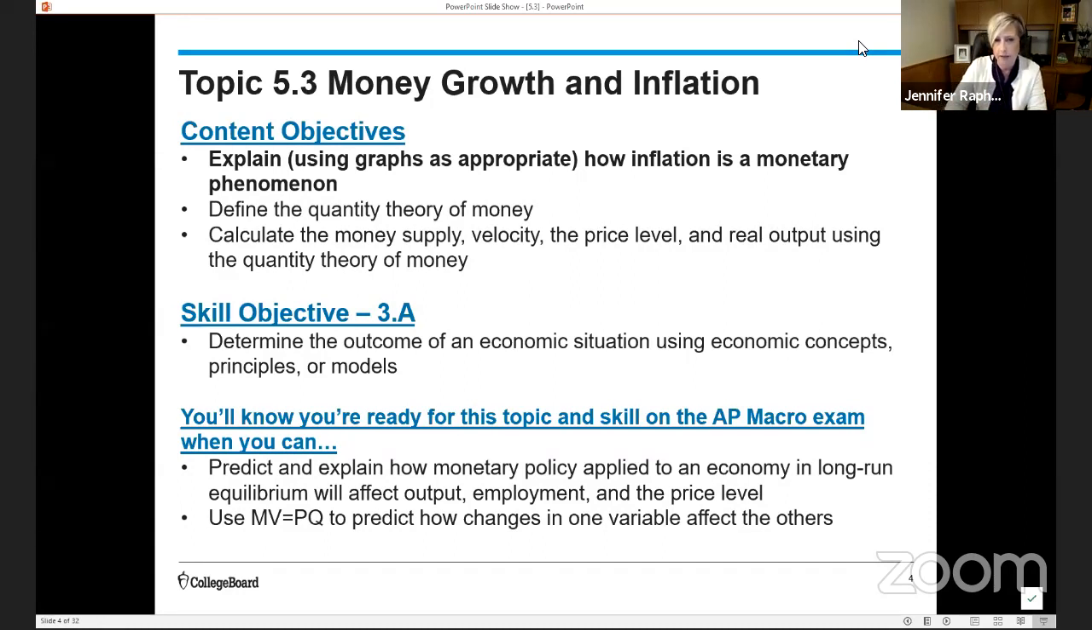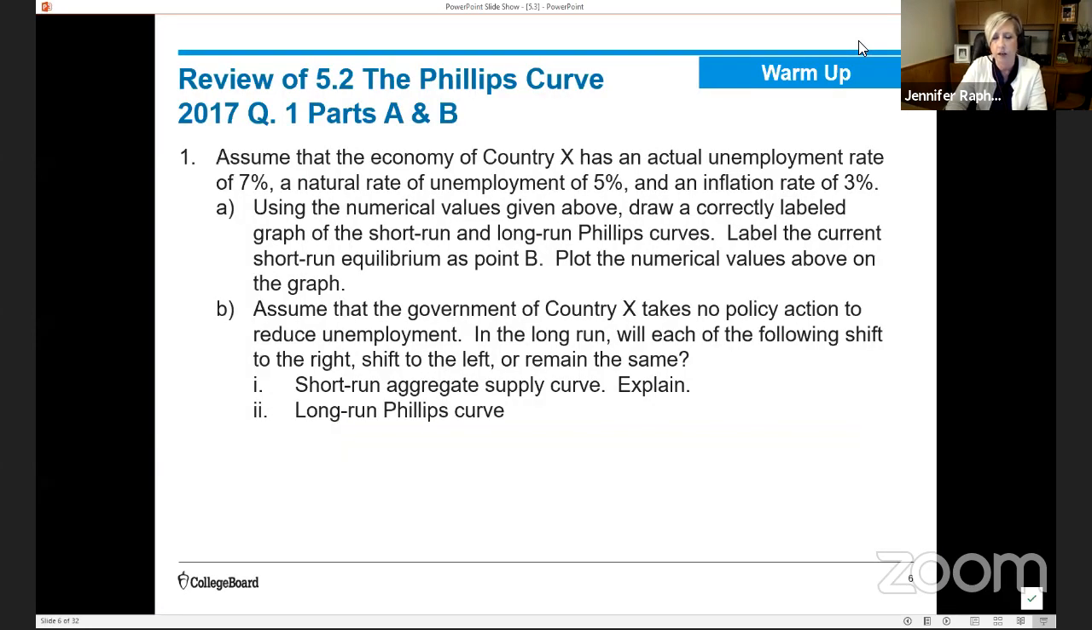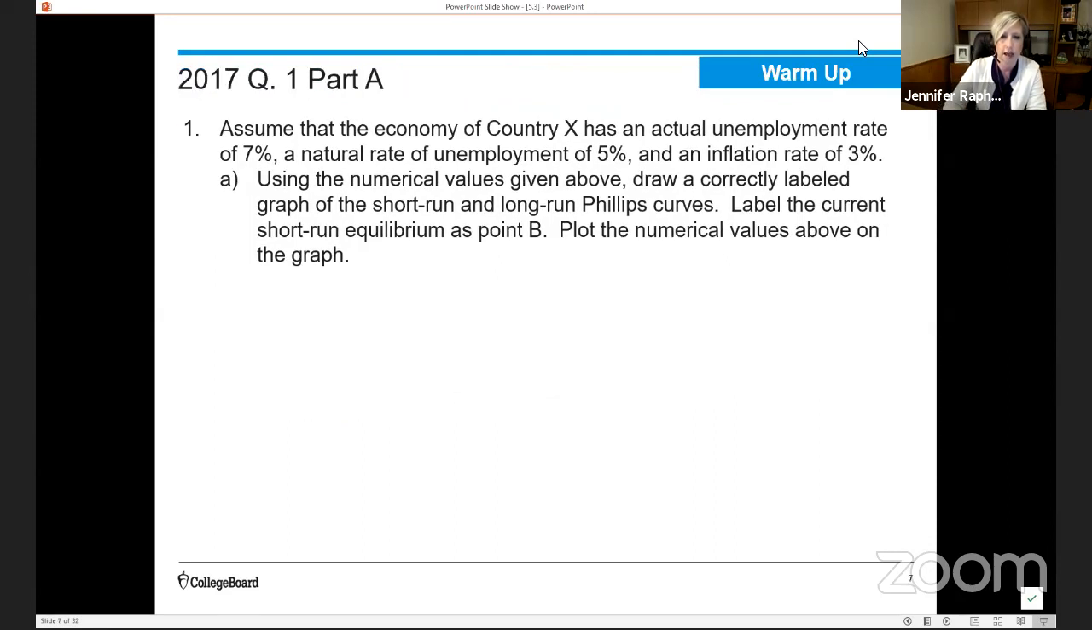But before we get in, I think Mr. Romano assigned you some homework, and I'm going to pull up the question that finished off your lesson yesterday. I've broken it up into its two parts, and I'm going to give you some time, if you didn't already do so, to see if you can review what you learned about the Phillips curve. So let's go to part A.